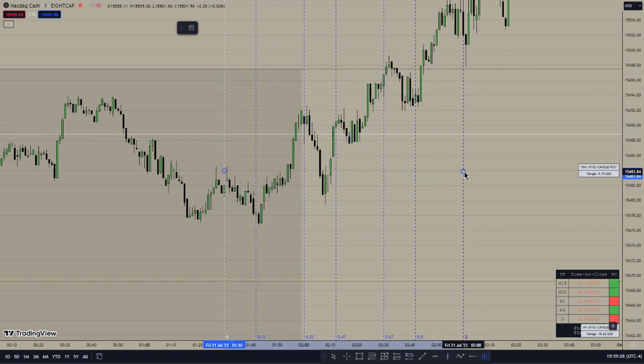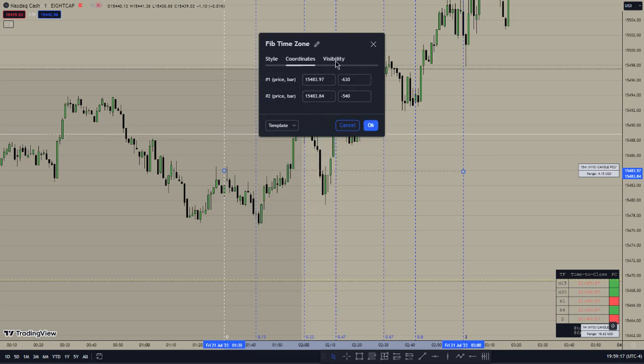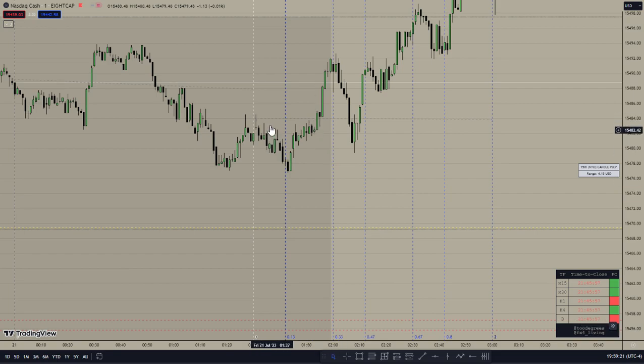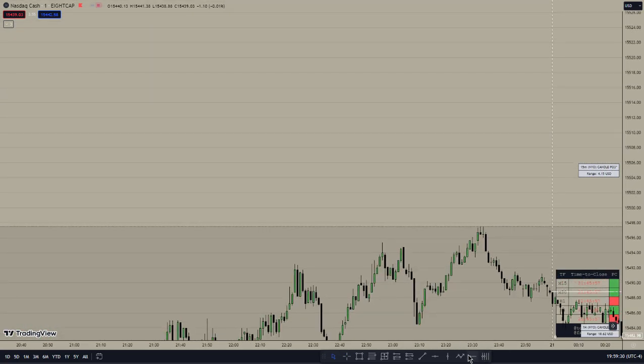Here, this is the settings, fib time zone, the settings that I use, as you can see. Okay. The first thing you want to know about is the big Q zones, the macro Q zones, right? The big Q zones. I'll show you an example here quick.